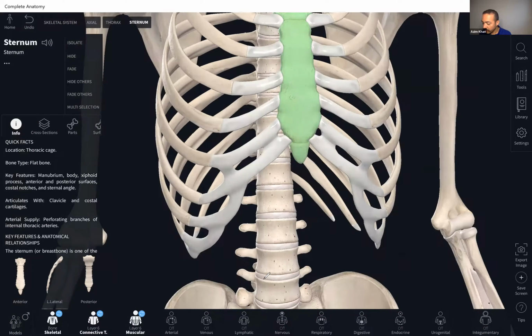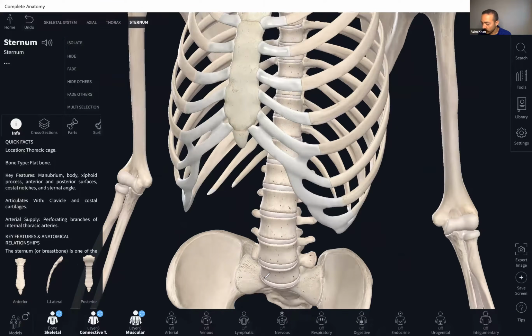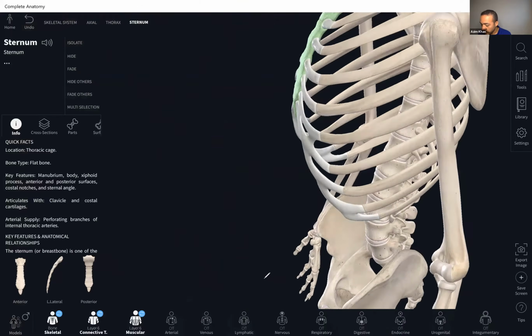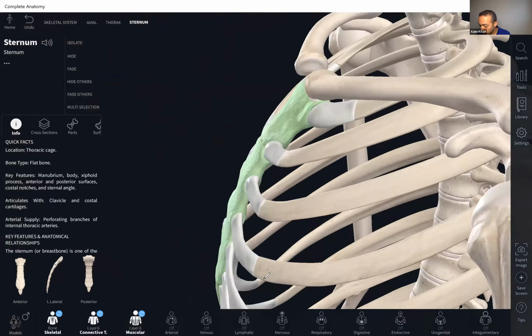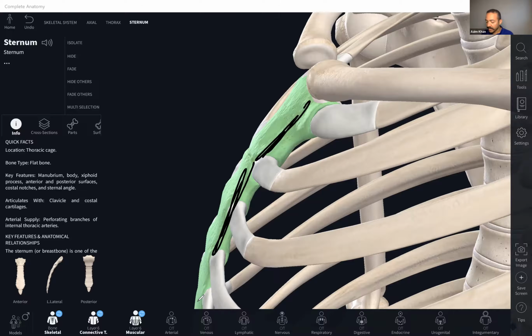Let's look at that lateral view. Let's look at the sternal angle. There's a little bit of an angle between the manubrium and the body. That's the sternal angle.